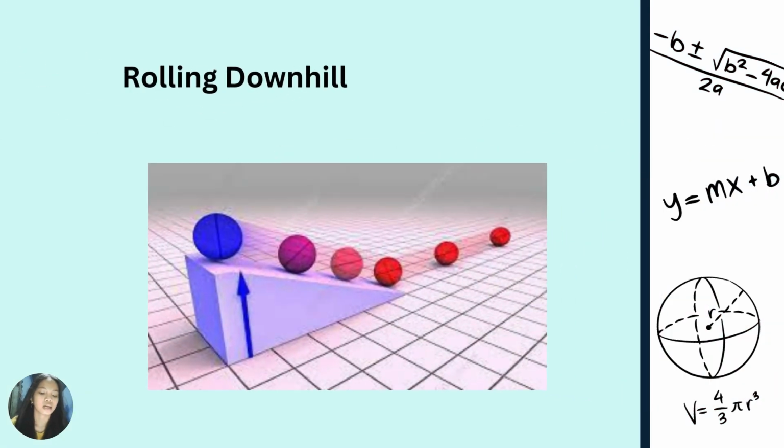Next is rolling downhill. Example: picture a ball rolling down a hill due to gravity. Initially, the ball possesses gravitational potential energy. As it rolls downhill, this potential energy is converted into translational kinetic energy, forward motion, and rotational kinetic energy as the ball spins.